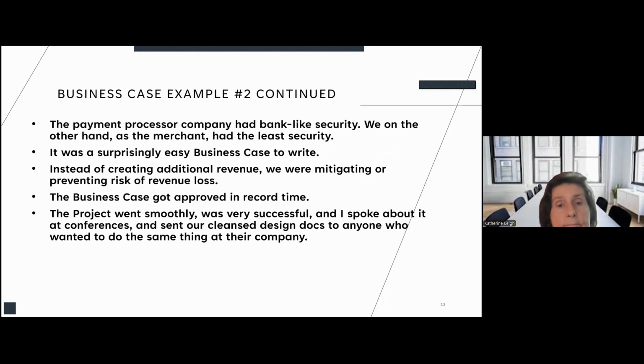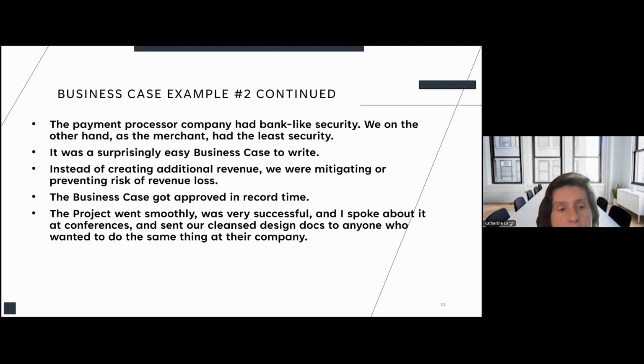So it was a surprisingly easy business case to write, because instead of creating additional revenue, we were mitigating or preventing risk of revenue loss. The business case got approved in record time, because essentially, if we didn't do it, if you looked at a probability and impact analysis, there was 100% probability that we weren't going to be able to accept customer payment cards. So it got approved in record time.